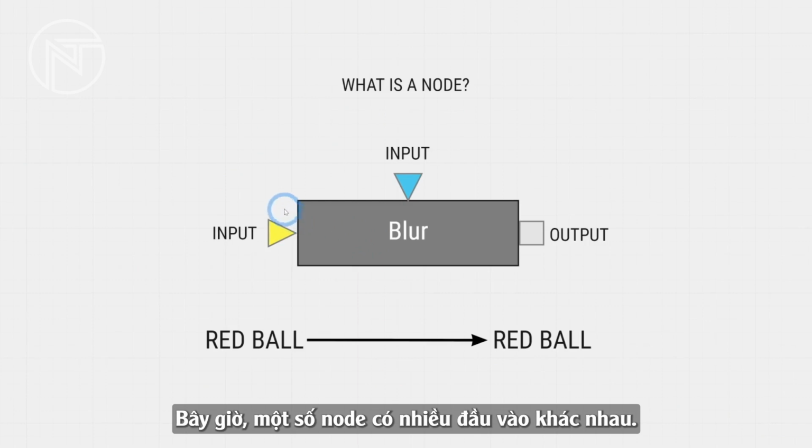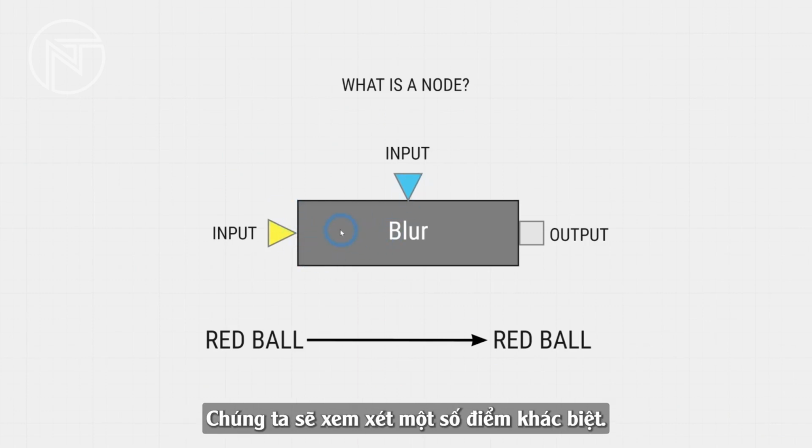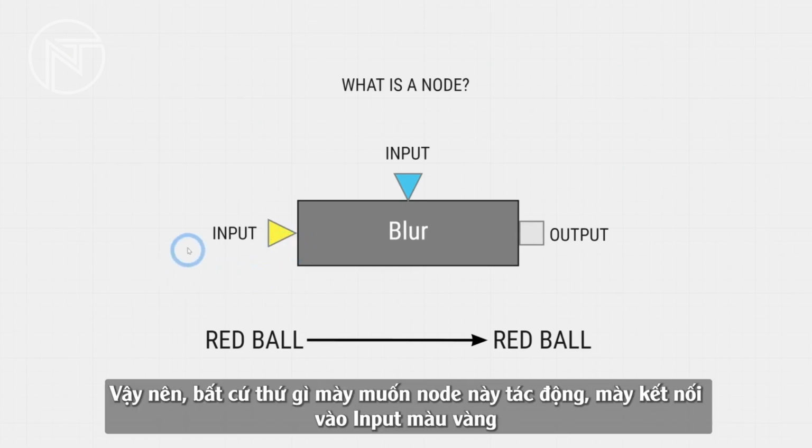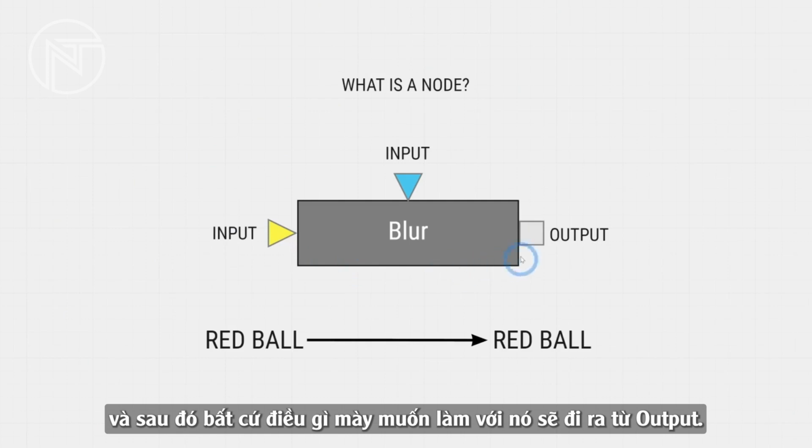Now, some nodes have multiple different inputs. We're going to cover some of the differences, but for now, the main input for a node is yellow. So whatever you want this node to affect, you connect to the yellow input, and then whatever you're going to do with it afterward comes out of the output.